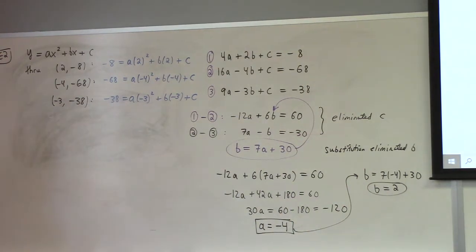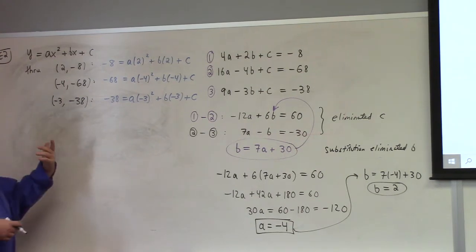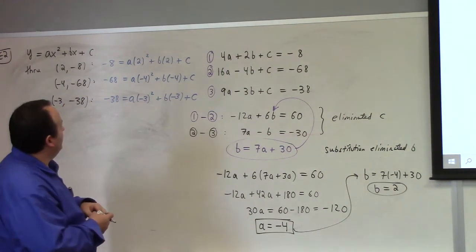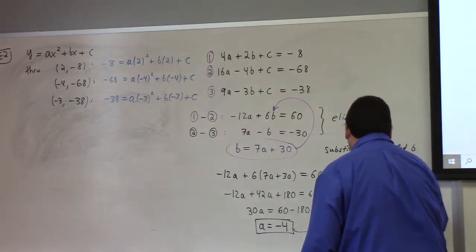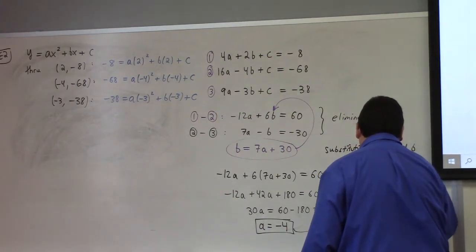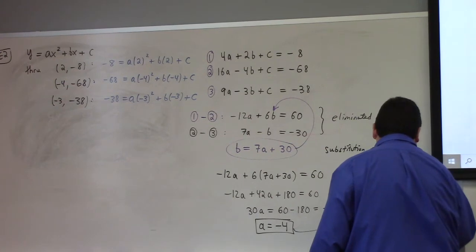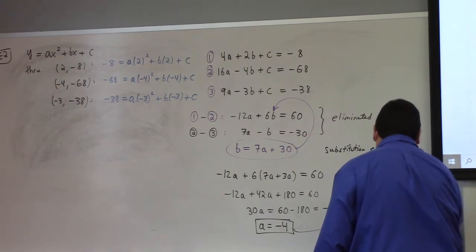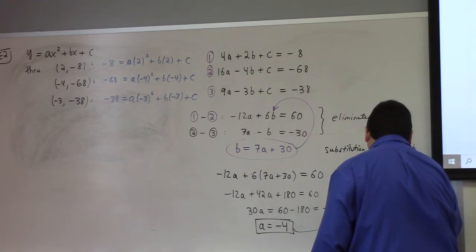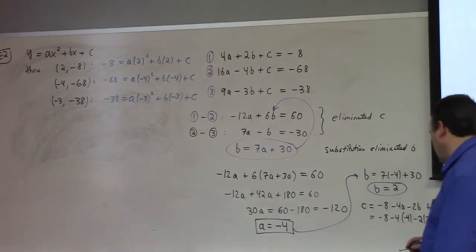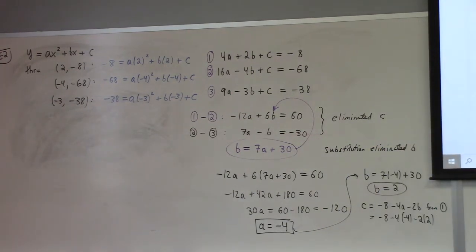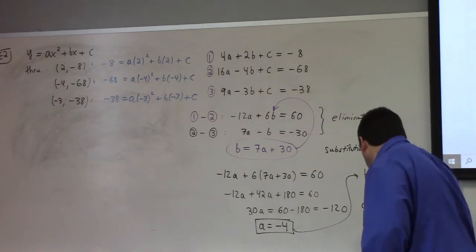And then you pick your poison, whatever one you want, to find c, right? Which one would you use? I guess I'd use equation 1. c is equal to minus 8 minus 4a minus 2b from equation 1, which gives me minus 8 minus 4 times minus 4 minus 2 times 2, which is minus 8 plus 16. Let's see here. Well, it's 16 minus 12. So 16 minus 12 is 4. c is 4.